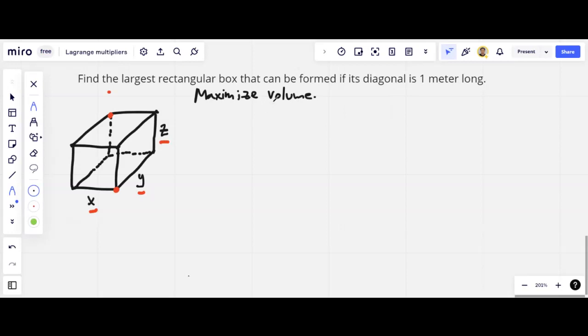So what we're going to do is to form two functions, the first of which is the objective function. So our objective function, in our particular discussion now, is the volume. So we have to form the volume function V of x, y, z. And in this case, it is given by the product of the dimensions of the rectangle. So xyz. So this is, again, the volume of the rectangular box with dimensions x, y, and z.